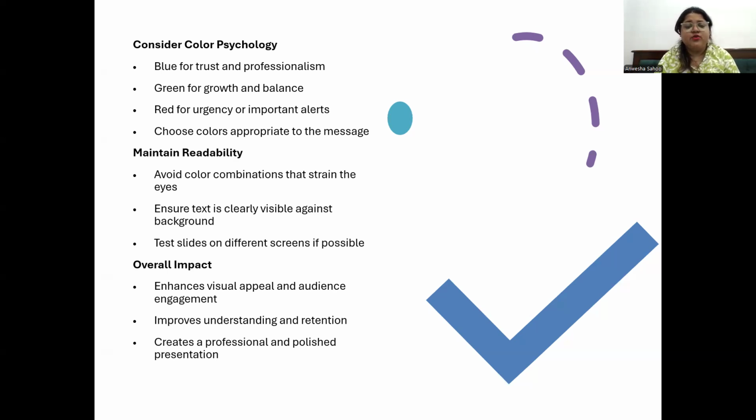Why do you want to see the balance of your color? Because your presentation should always enhance visual appeal and audience engagement. It improves understanding and retention, so that it creates a professional and polished presentation.